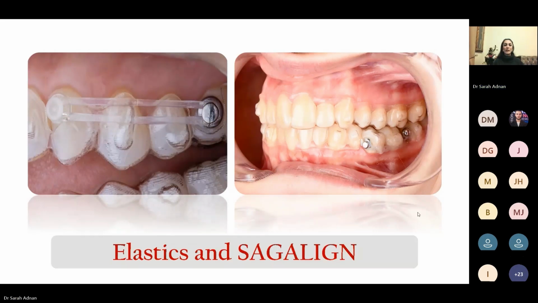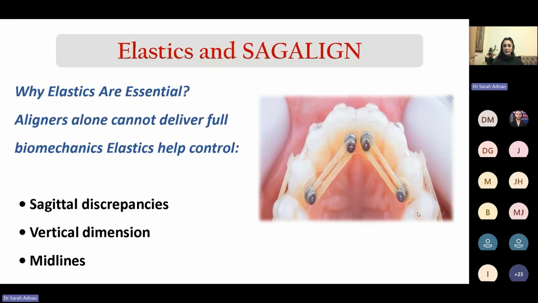So, as we said, aligners alone cannot deliver full biomechanics, and elastics will help the aligner to control sagittal discrepancy, vertical dimension, and midline correction. All these problems can be corrected successfully with the use of elastics, which helps us to treat more and more complicated cases with the aligners.